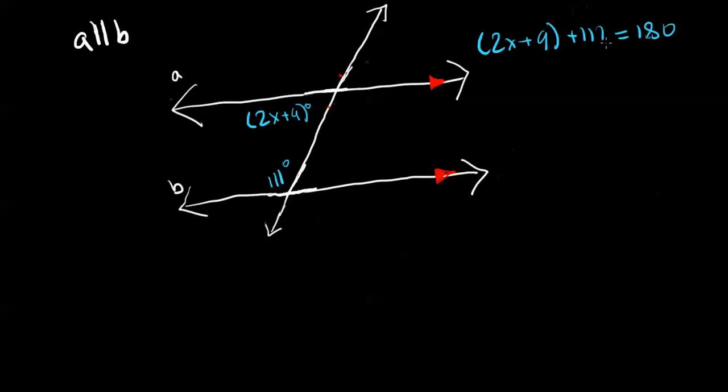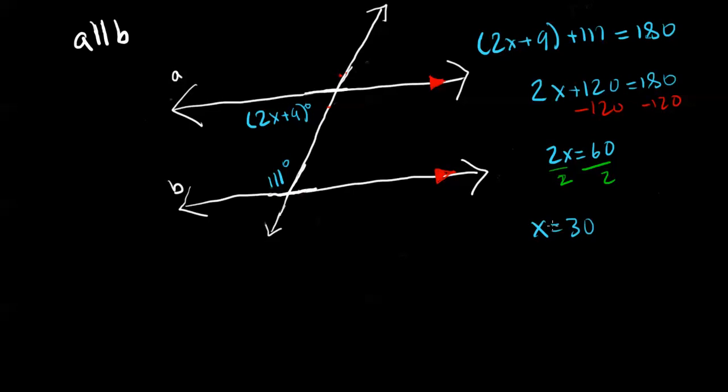Now we can go ahead and simplify, and that gives us 2x plus 120, which equals 180. Now you want to isolate the 2x, so subtract 120 from both sides. That's going to leave us with 2x equals 60. And then in order to isolate the x, you divide both sides by 2, and that's going to give us x equals 30. So we know that x equals 30, and in order to find the angle degree of the upper angle, we plug in the 30 for x. So 2 times 30 is going to give us 60, plus 9 equals 69 degrees.